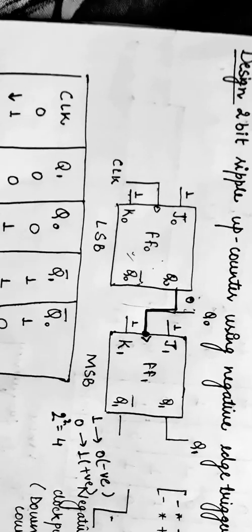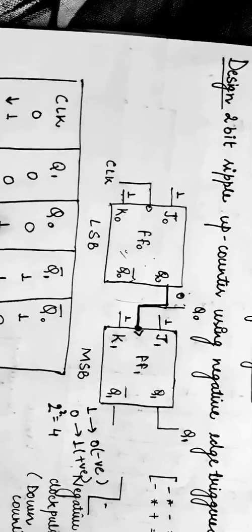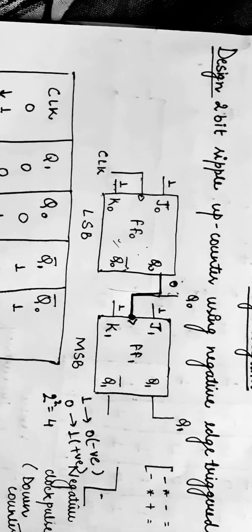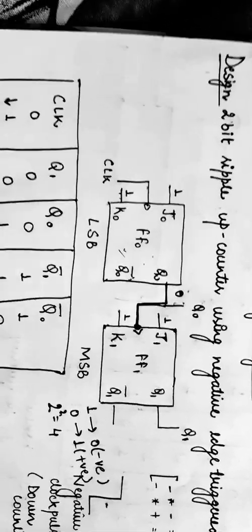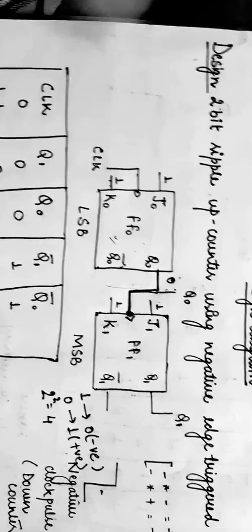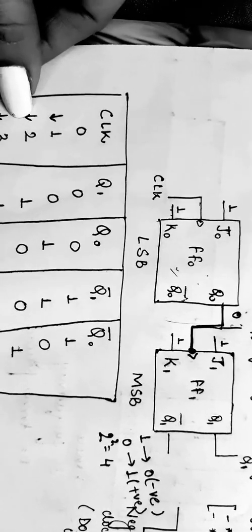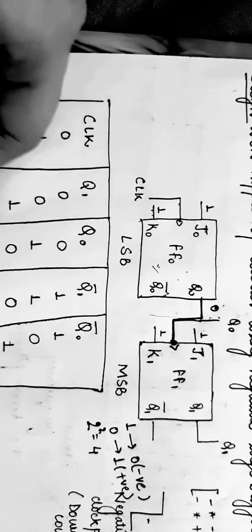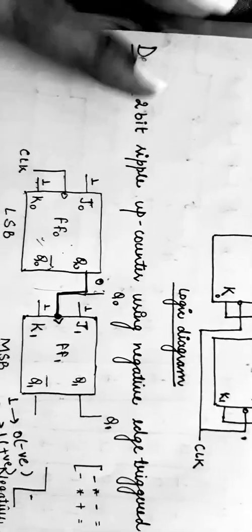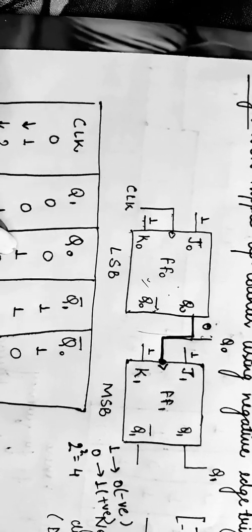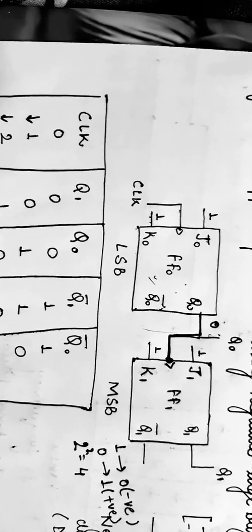Now when your Q0 is 1, your Q0 bar will be 0, and when your Q1 is 0, your Q1 bar will be 1. Clear? Now we have applied the second clock pulse. Now we'll complement the output. When we complement the output, we'll get 0. Clear?